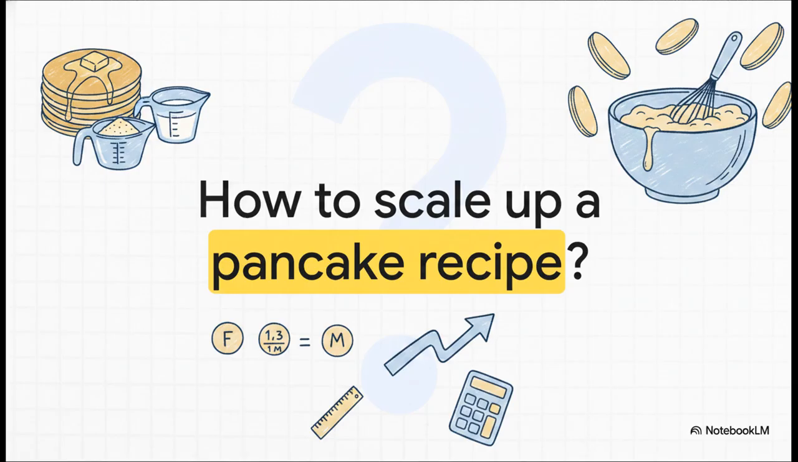But what happens when you suddenly need to feed a massive party of 20 people? If you just start guessing and throwing extra ingredients into the bowl, you're going to end up with a dense, rubbery disaster. There's no way around it. You need a reliable mathematical tool to scale that recipe up flawlessly.